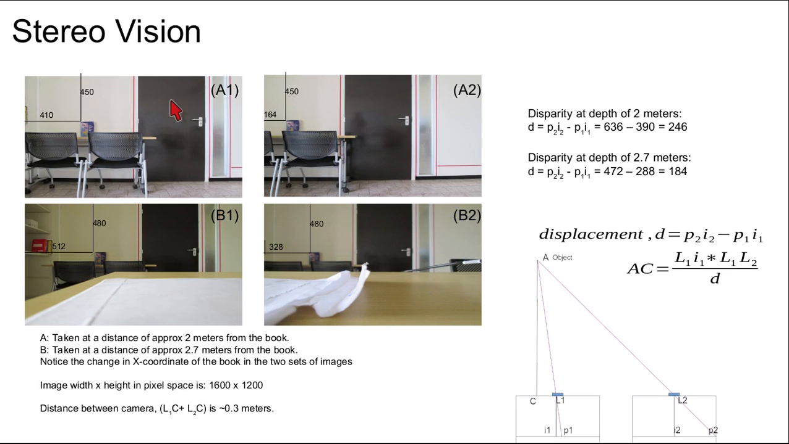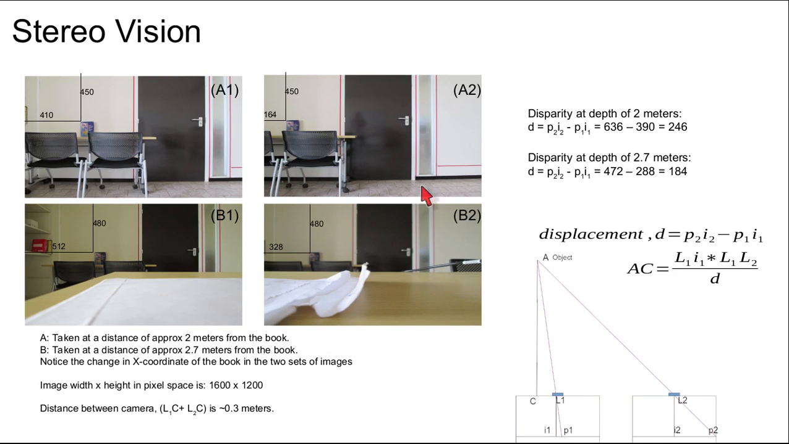So image A1 is the image that is obtained from the left camera, that is this camera, and image A2 is the image that is obtained from the right hand side camera. After taking this picture, the camera was moved to a distance of 2.7 meters from this wall, and a second set of images were taken. So you get image B1 from the left camera and B2 from the right camera.